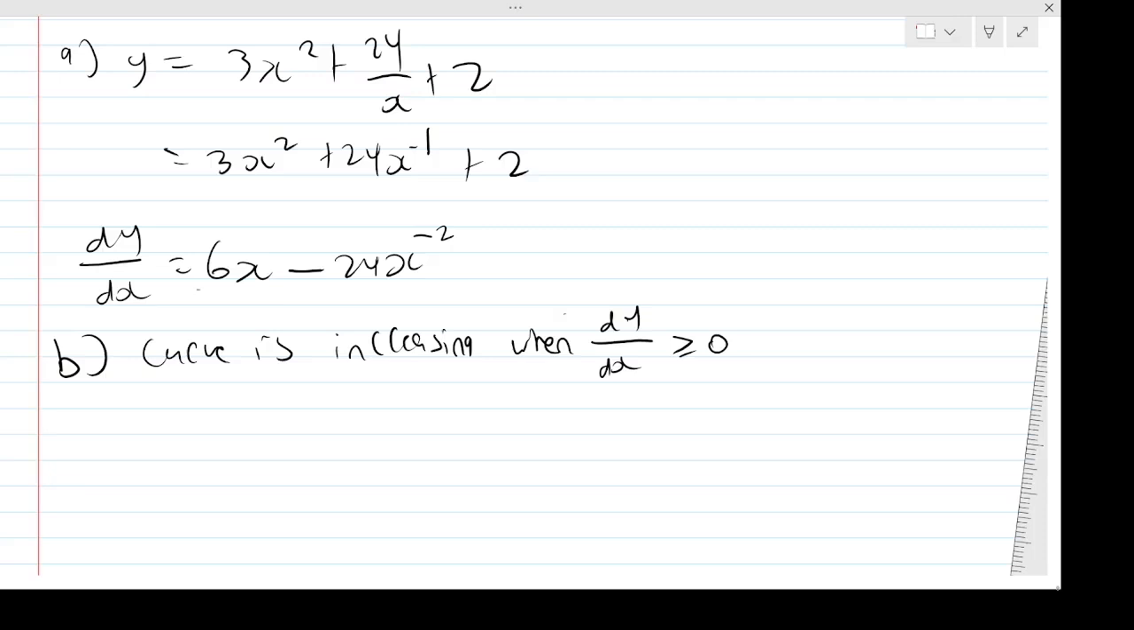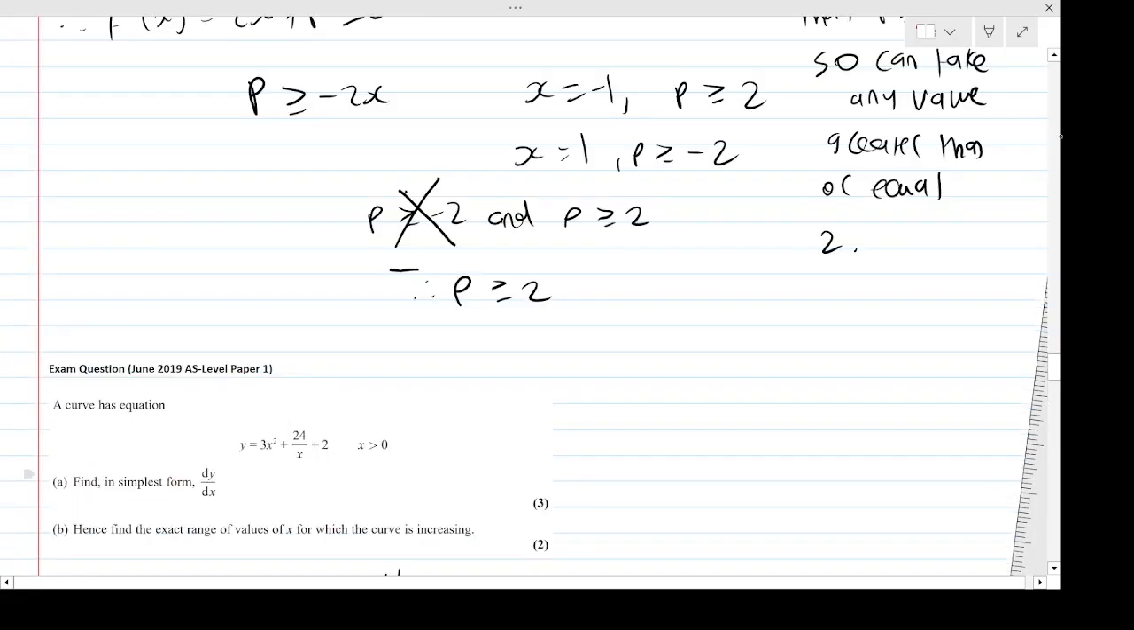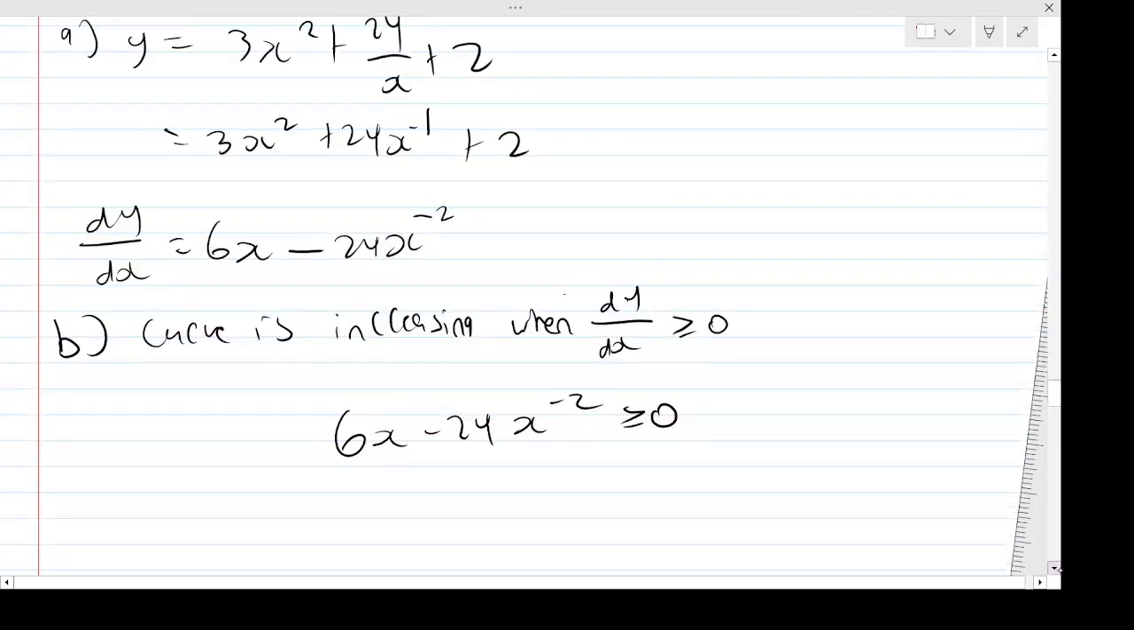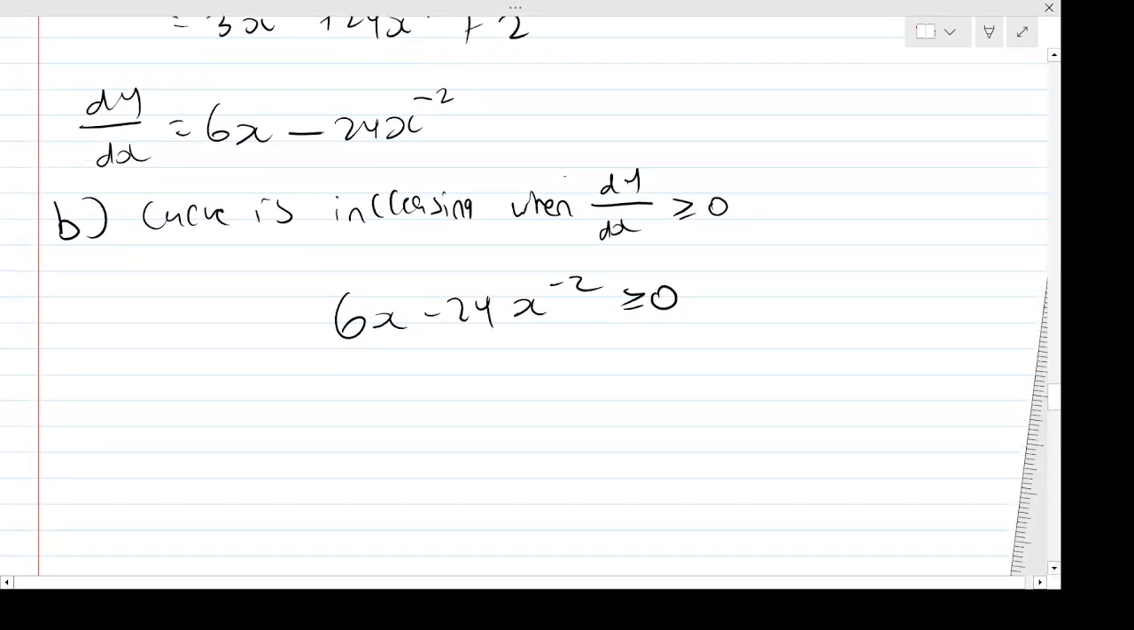Now, we've already worked out the derivative, right? So then we can say that 6x minus 24x to the minus 2 is greater than or equal to 0. Now we need to solve that to find the values of x. This index, I'm not too sure what to do with it as it is, so let's use the power laws to convert back to a fraction. So 6x minus 24, but x to the minus 2 is the reciprocal of x squared, right? And that's greater than or equal to 0.